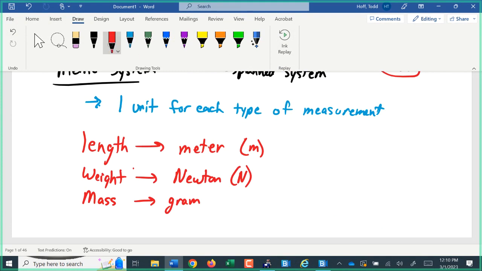A gram is abbreviated with just a small g. But more importantly, it was planned. A gram is the mass of 1 cubic centimeter of water. Now, we haven't talked about the prefixes yet, but a centimeter is just a fraction of a meter.